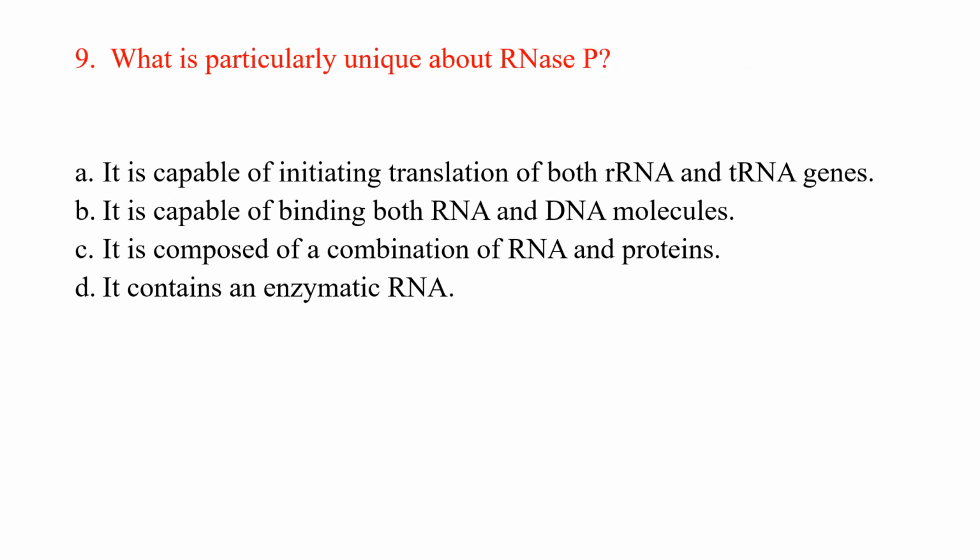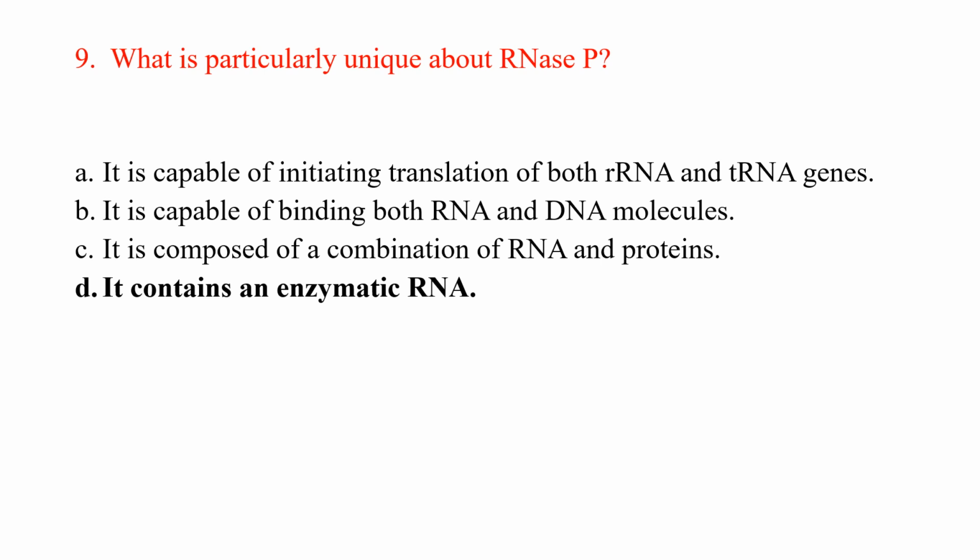Number 9, what is particularly unique about RNase P? A, it is capable of initiating translation of both rRNA and tRNA genes. B, it is capable of binding both RNA and DNA molecules. C, it is composed of a combination of RNA and proteins. Or D, it contains an enzymatic RNA.